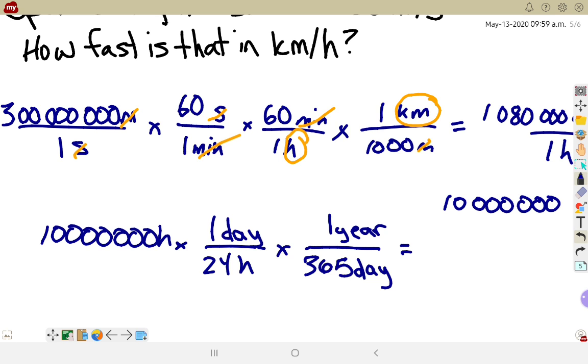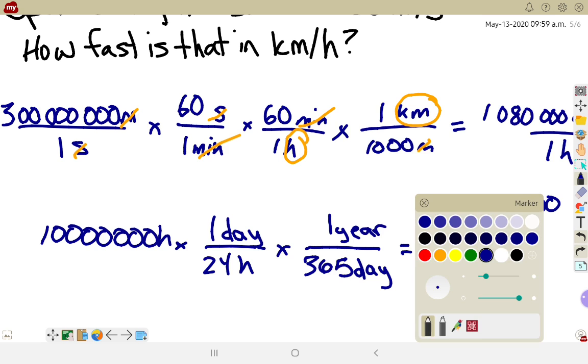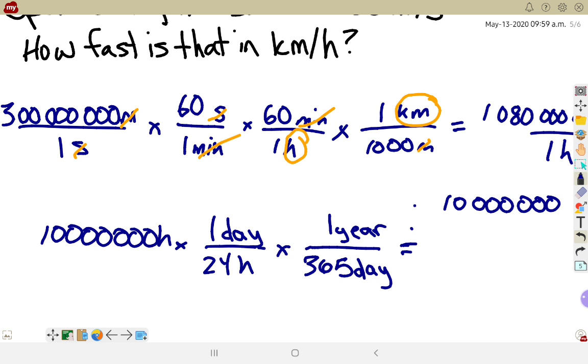And when I do that, I find out that I would need to approximately be traveling in my car for 1,141.6 years. And if I'm traveling at that constant speed of 108 kilometers an hour, that's how long it would take me to travel as far as light is moving in 1 hour. That's how many years it would take. So I'm definitely not going to live that long.